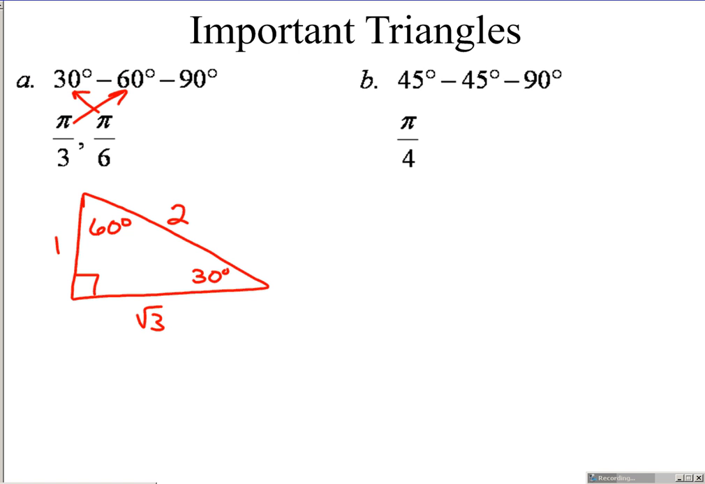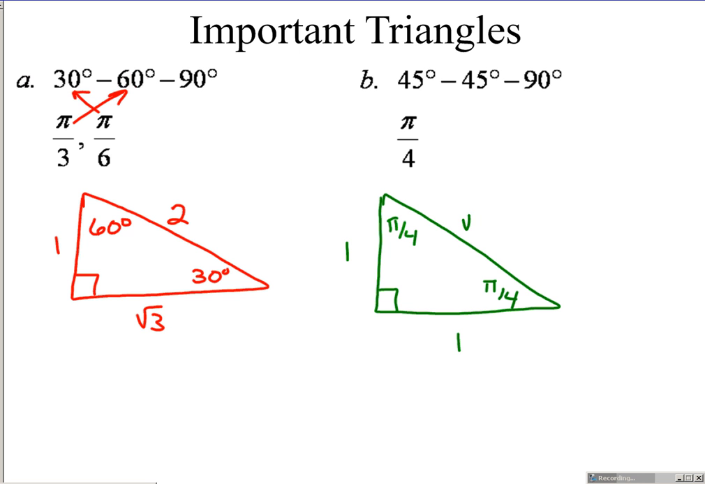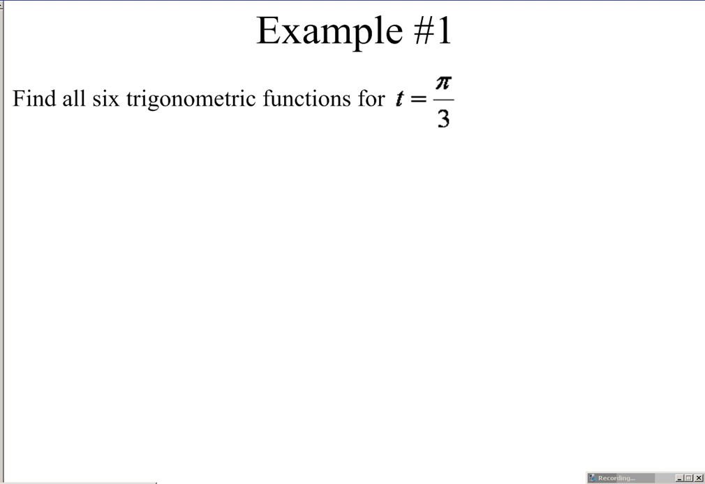45, 45, 90 triangle. Pi over 4 radians is the same as 45 degrees. So these 2 angles are both pi over 4. Sides are 1 to 1 to root 2 in a 45, 45, 90 triangle. You must know those 2 triangles to do everything that we are going to be doing in this chapter.